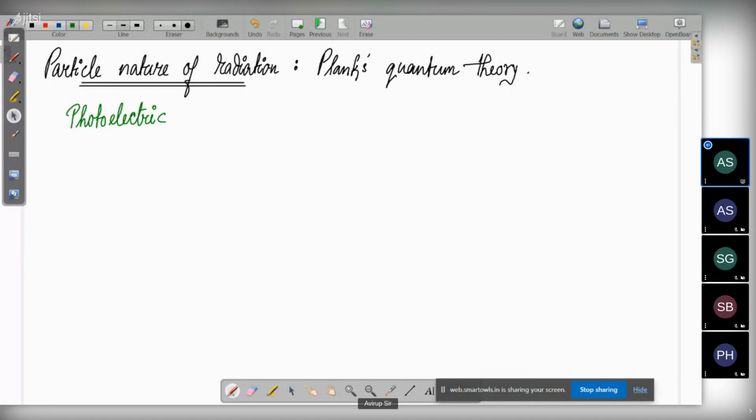Photoelectric effect. Okay. So what is this photoelectric effect? Now see, this photoelectric effect was given by Einstein. Photoelectric effect is mainly given by Einstein, and this is the Nobel Prize winning work for Einstein.